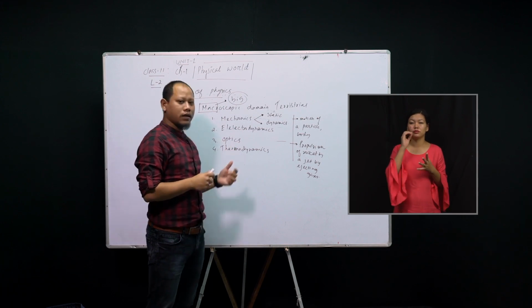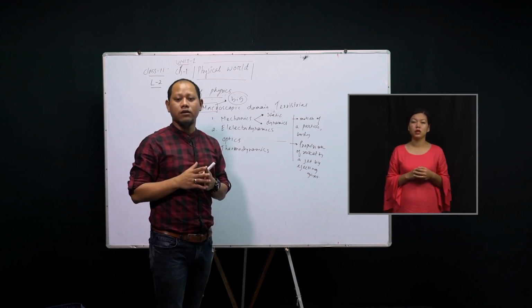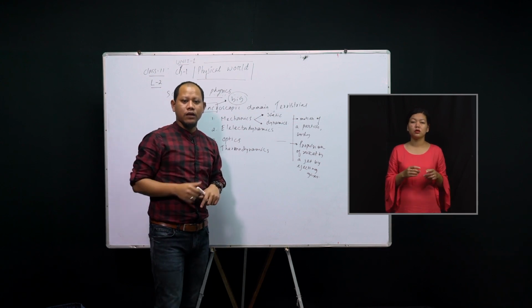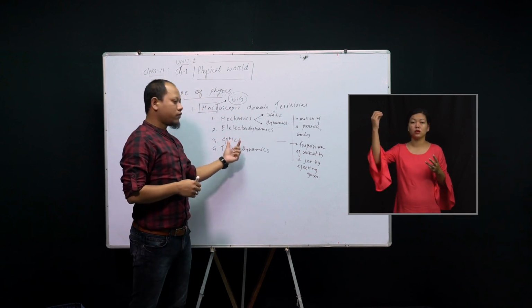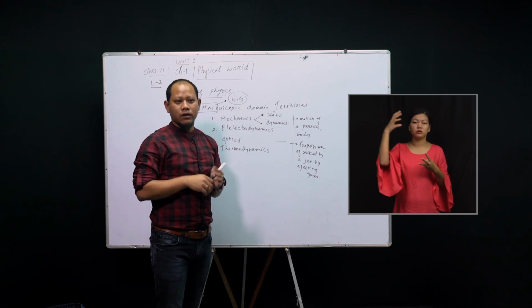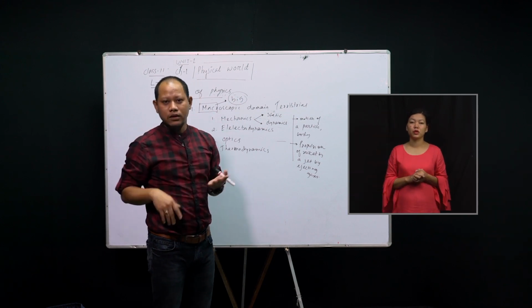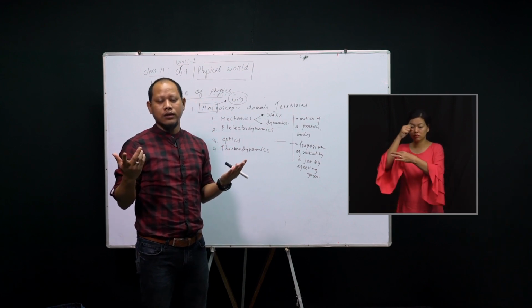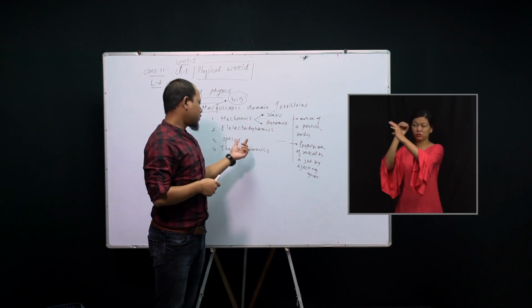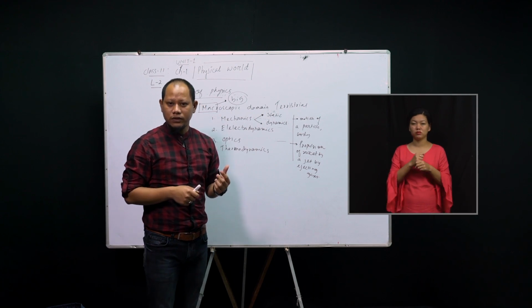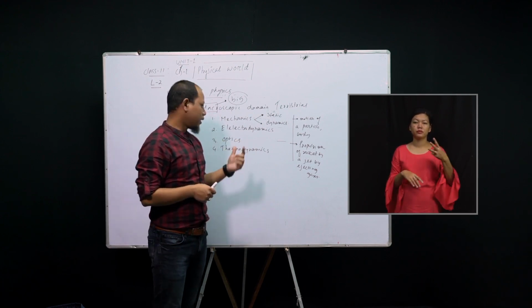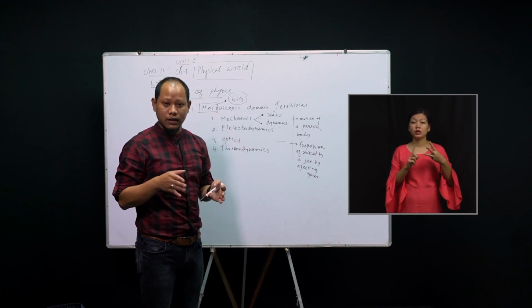And optics is a branch of physics which specifically deals with light. In optics we have lots of topics, like construction of the microscope, construction of the telescope, as well as the colors exhibited by thin films. So this optics we will get in class 12, not in class 11.